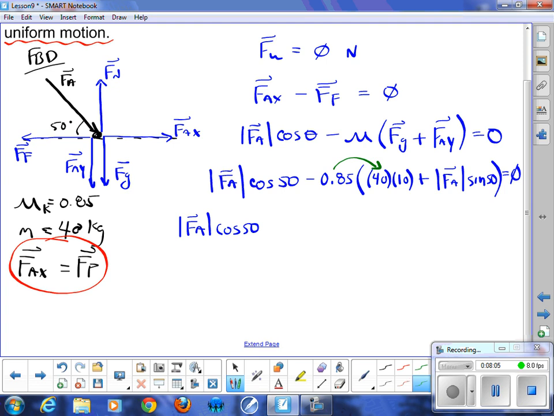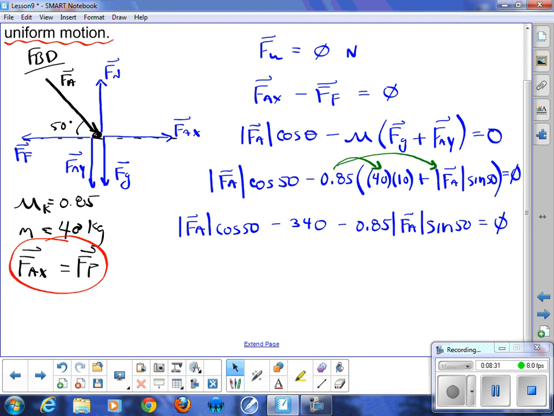So I've got to multiply that negative 0.85 into those brackets. So using the calculator, 0.85 times 400 is going to be negative 340. And then it'll be minus 0.85 FA sine of 50. That's equal to 0. So now I have rid of all my brackets.